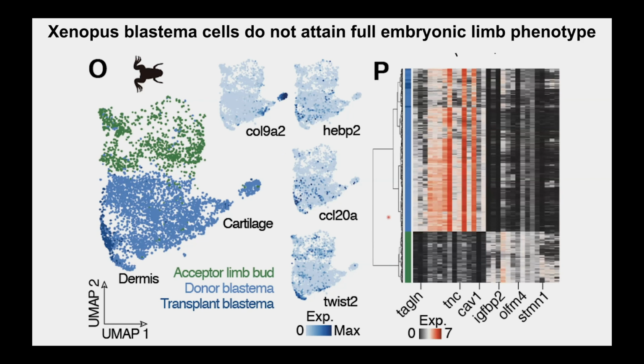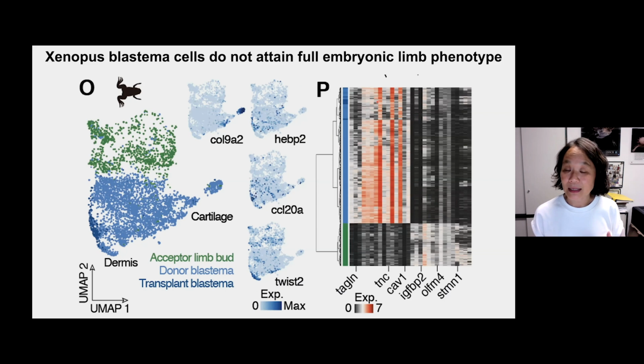And this is just another way to represent the data. Here are the sets of genes that characterize the host limb bud cells, the donor blastema cells prior to transplantation, and then the transplanted blastema cells. So it really seems that the fibroblasts in the adult frog are intrinsically different than axolotl cells and are unable to read the signals or somehow de-differentiate into an embryonic-like cell.